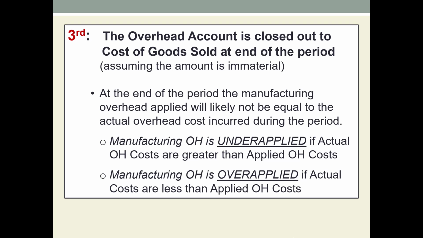So at the end of the period, it is likely that your actual overhead cost incurred will not equal the overhead cost assigned to inventory. Overhead is under-applied if actual costs are greater than applied cost, and it's over-applied if actual costs are less than applied overhead costs.